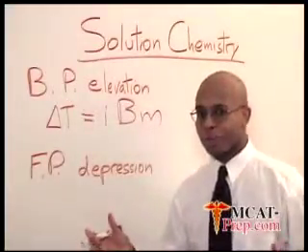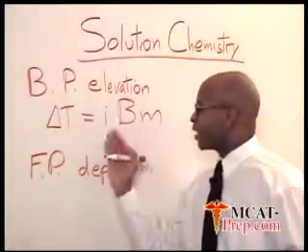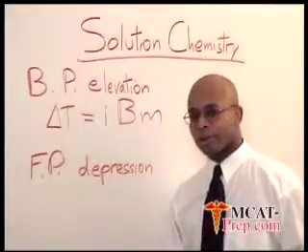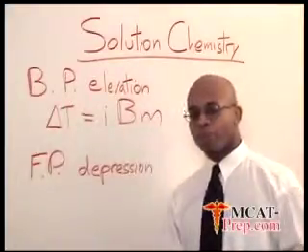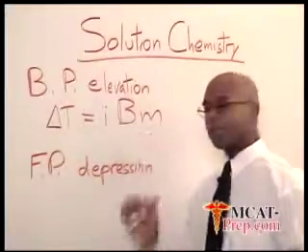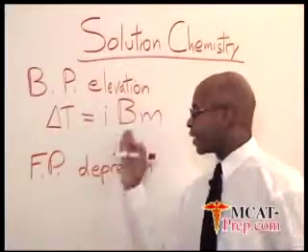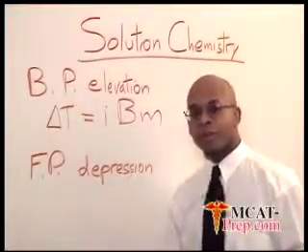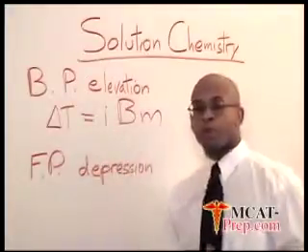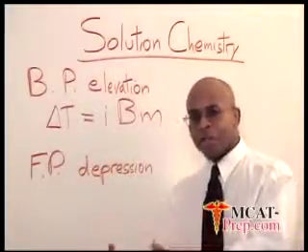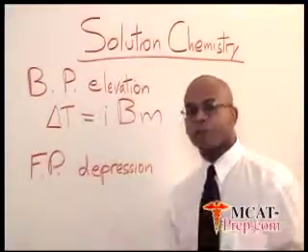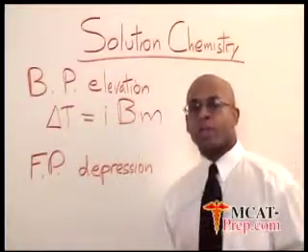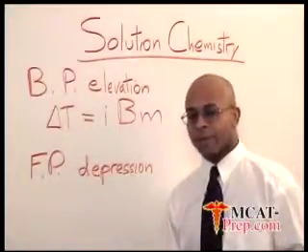What an easy equation to remember. Anyway, iBm: i stands for the number of particles, B is the boiling point constant, and m is the molality. It's not as if you have to memorize a boiling point constant. If it is required, it will be provided to you. The number of particles means the number of particles after dissociation. m is the molality in the units moles per kilogram solvent.